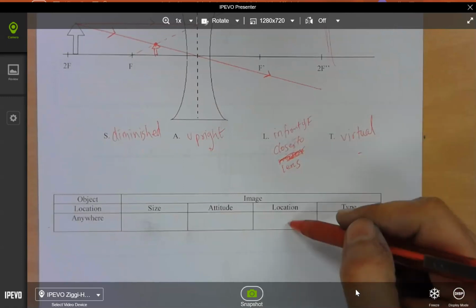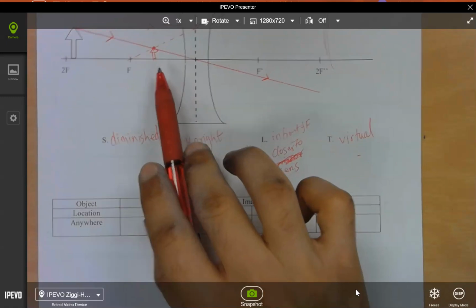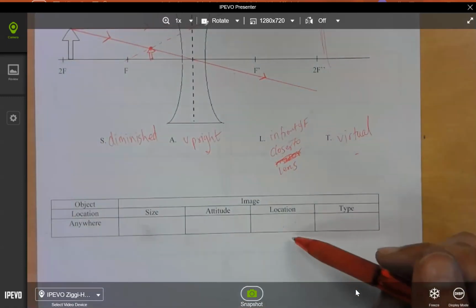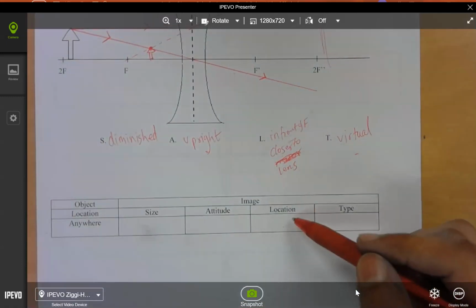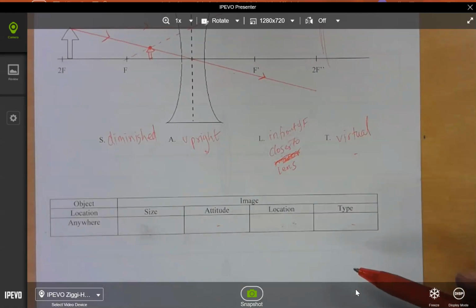Don't put the location in front of F for this one, because I'm actually not sure whether it always forms in front of F. You'll have to check the textbook for that. But it will always be closer to the lens. It will always be diminished. It will always be upright. It will always be virtual. Wherever your object starts off.